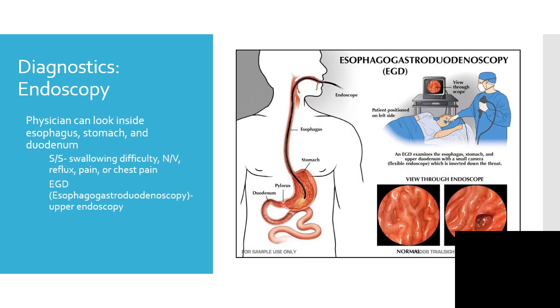If a patient goes for an EGD, this is so that the physician can look inside the esophagus, stomach, and duodenum. And a reason a patient might go for this procedure is if they're having swallowing difficulty, nausea, vomiting, reflux, pain, or chest pain, and we can't really pinpoint the exact cause. This gives a really good picture, as you can see here in the diagram, of the view you would have through an endoscope.